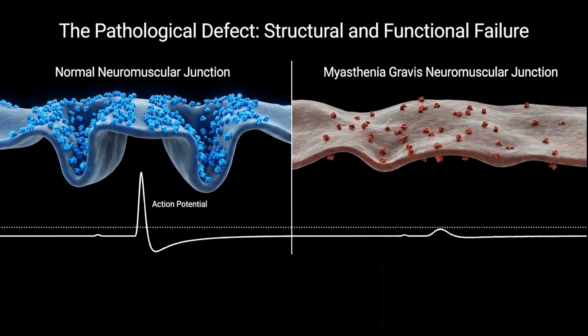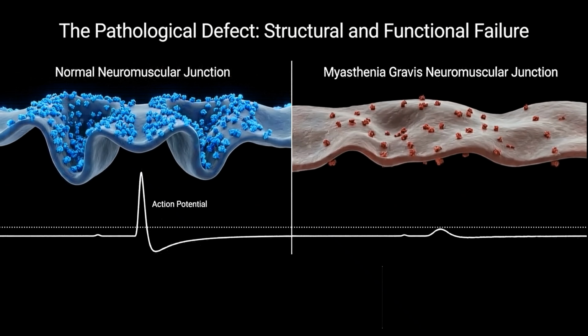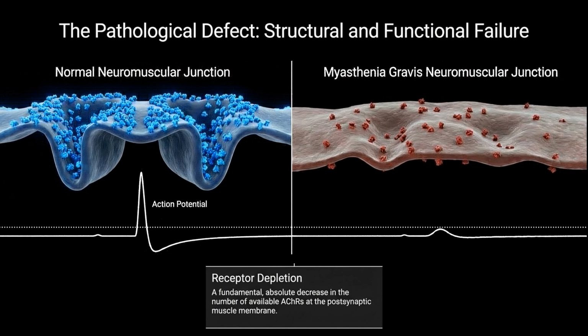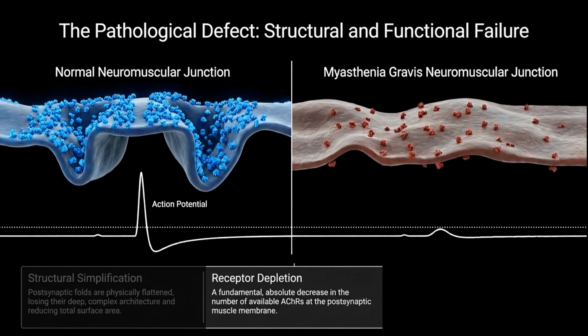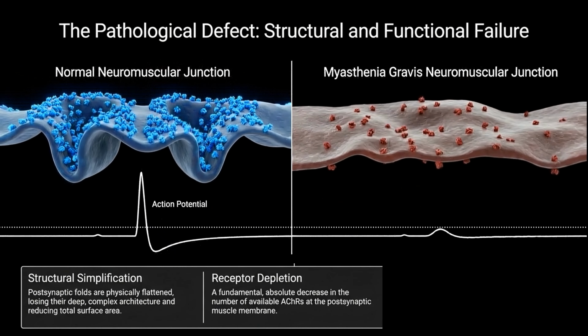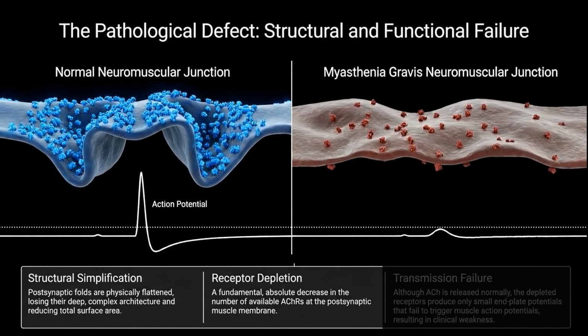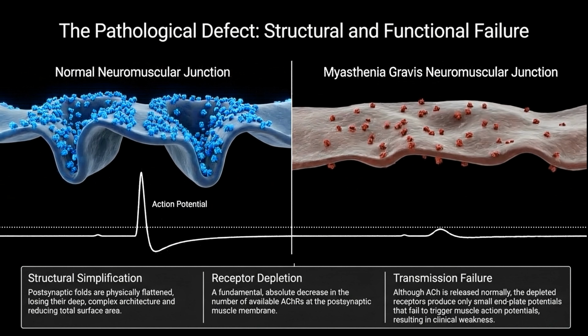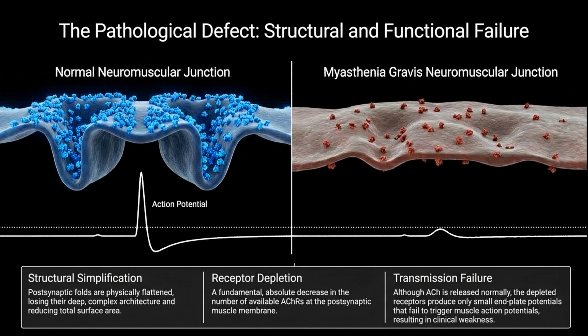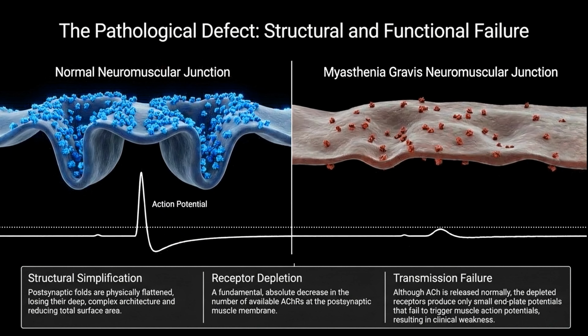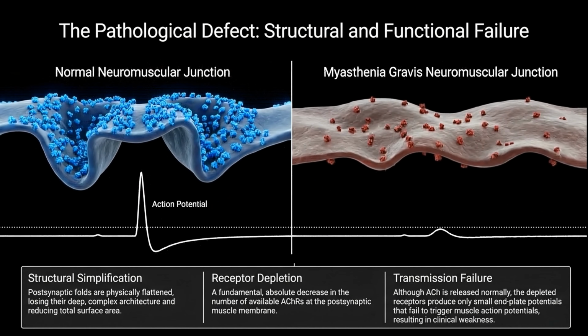In MG, the fundamental defect is a decrease in the number of available AChRs at the postsynaptic muscle membrane. Additionally, the postsynaptic folds are flattened, reducing the total surface area. So although ACH is released normally, it produces only small end plate potentials, which may fail to trigger muscle action potentials, and the failure of transmission results in muscular weakness.